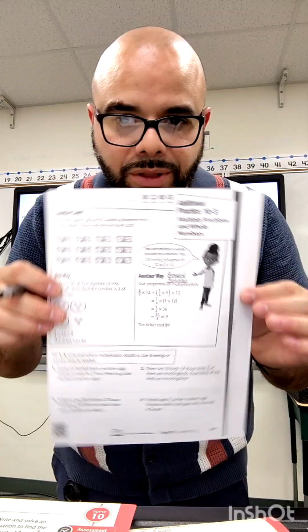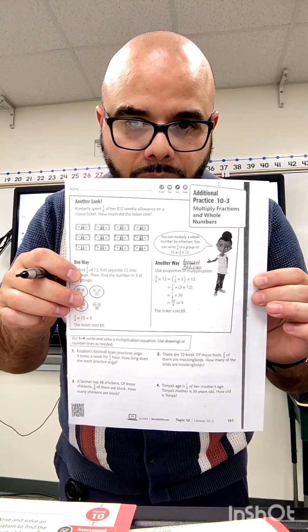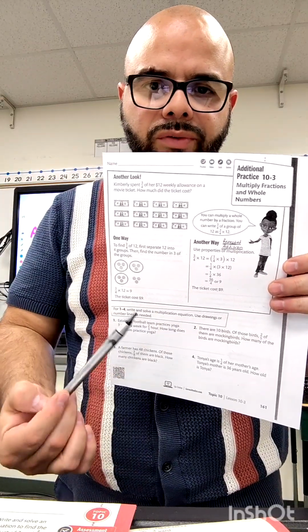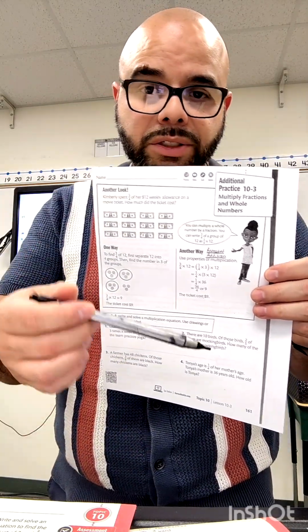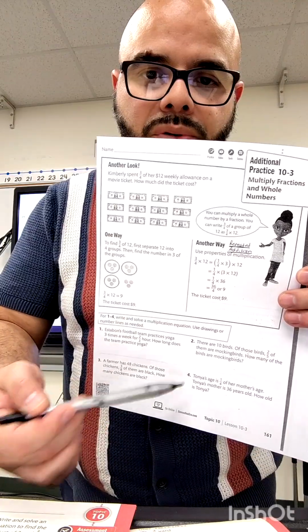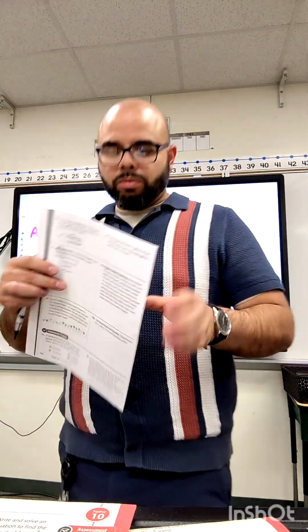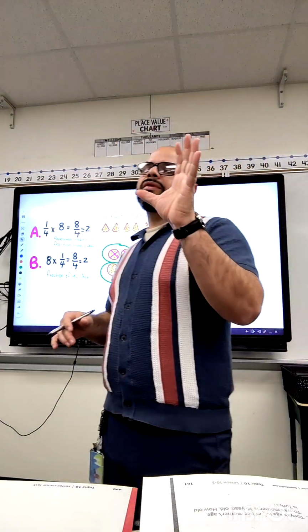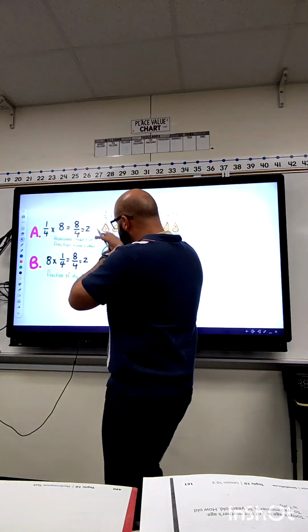This here is the other sheet that I sent the kiddos with. This sheet is a bit better to understand. We have the two ways that we've learned, multiplying fractions by whole numbers, which is what we're learning here in topic 10. They teach you the two ways, and then they give you problems to practice. The way I taught the kids, I taught them the easiest ways, the ones I noticed they understand better, these two here.